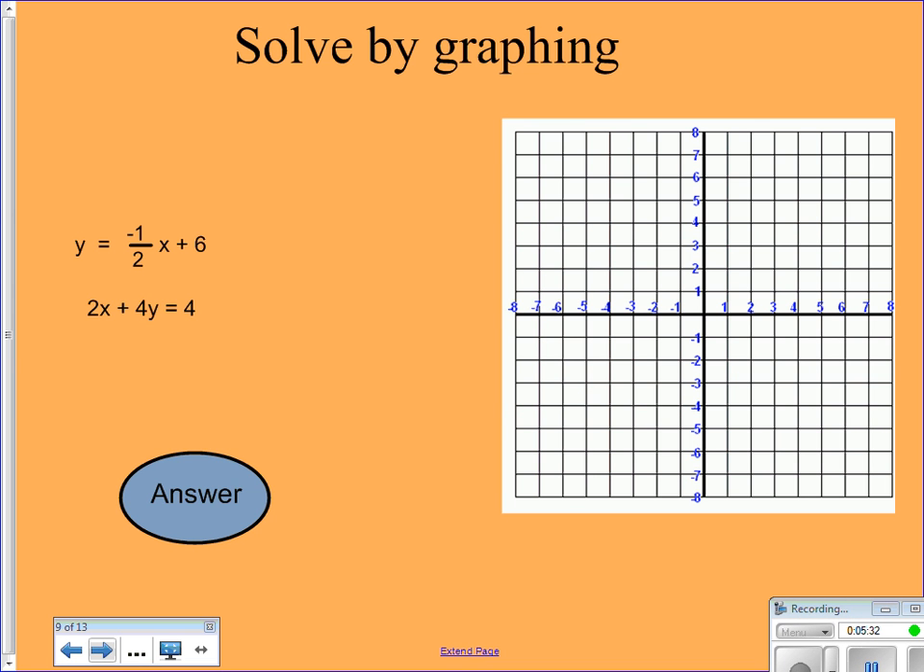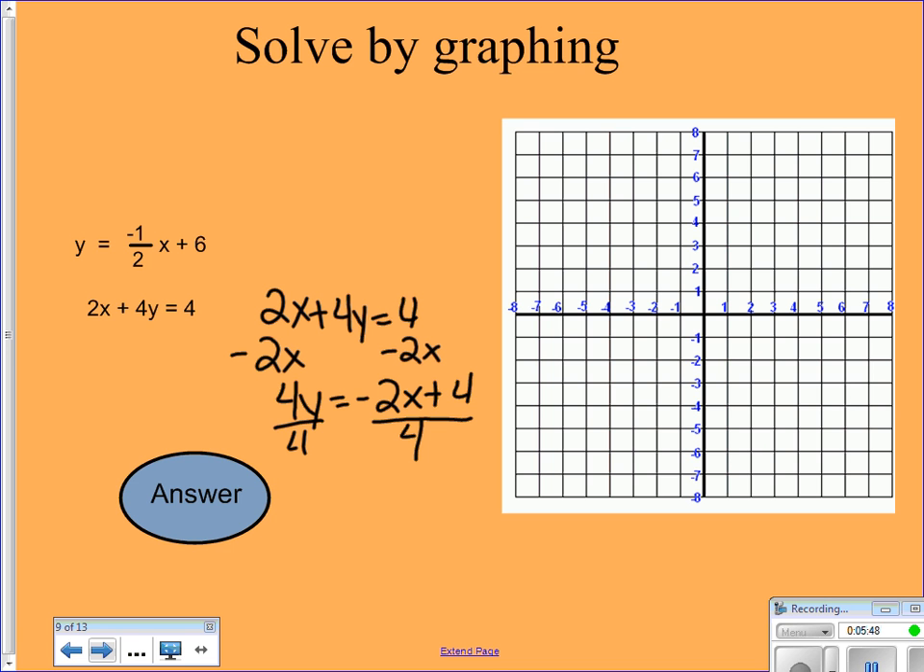I'm going to have you guys actually graph it, but I'm going to start and put this second one into slope-intercept form for you. So subtract 2x from both sides, and then you get 4y is equal to negative 2x plus 4. Now I'm going to divide everything by 4. Then I get y equals negative 1/2 x plus 1.